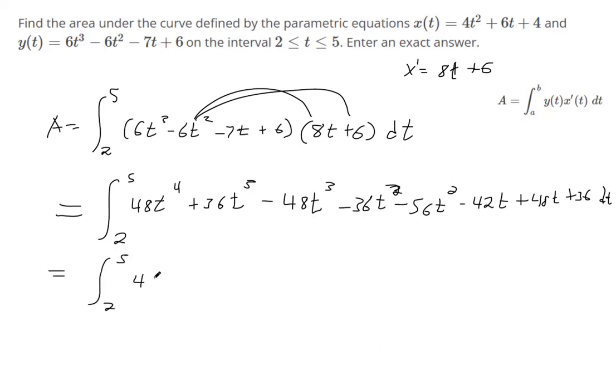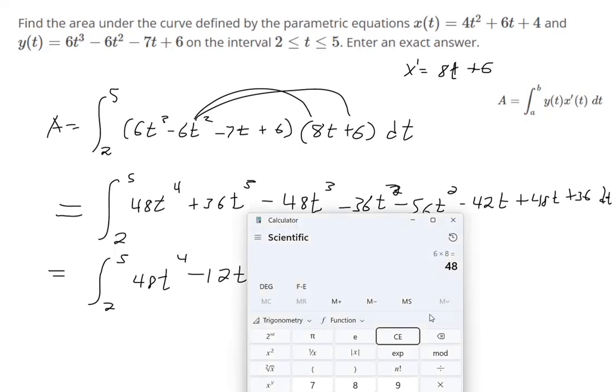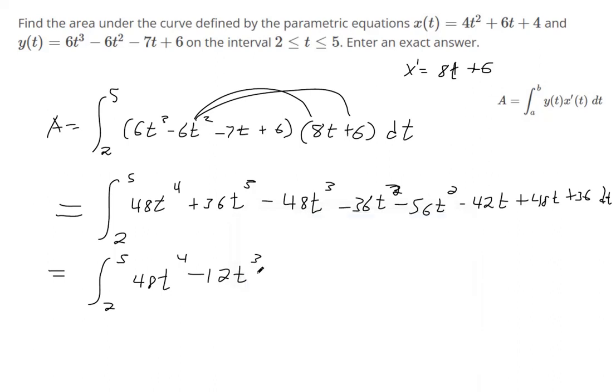Okay, so combining like terms, we've got no other term that's t to the fourth power. These can combine to make negative 12t to the third. These can combine. My handwriting's bad, but I think I remember that was 56. So that's negative 92t squared. And then this is going to be plus 6t plus 36 dt.